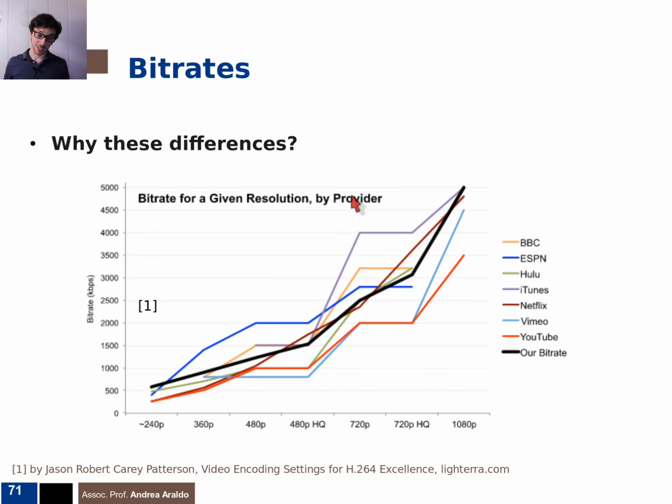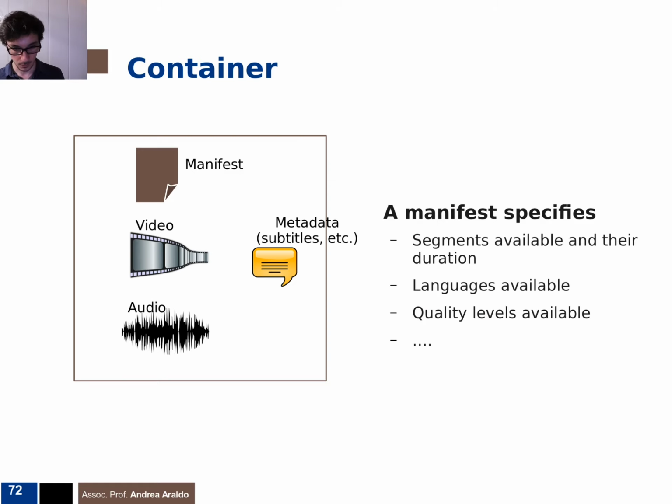It is also interesting to notice that even if you fix a certain resolution, different content providers tend to send videos with different bit rates. Okay, and this may depend on the nature of the videos themselves, or also on the choice of the codecs these different content providers have.